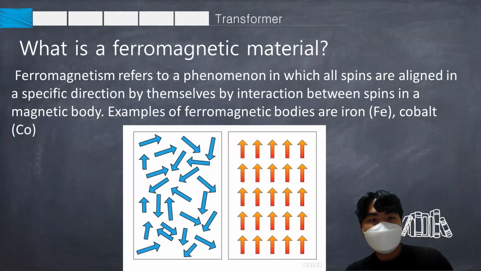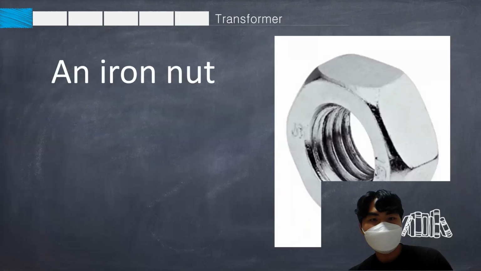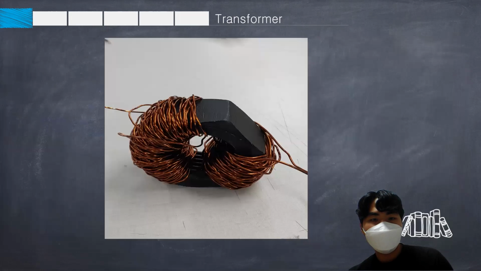Ferromagnetism refers to a phenomenon in which all spins are aligned in a specific direction by themselves by interaction between spins and a magnetic body. Examples of ferromagnetic bodies are iron and cobalt. So we decided to use an iron knot to make the transformer. And this is the transformer we made from the iron knot.